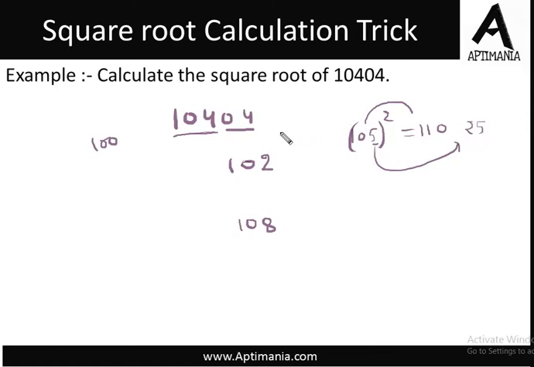Now this number is less than 11025. So it must be square of a number which is less than 105. So this number is square of 102. Right? Moving to next.